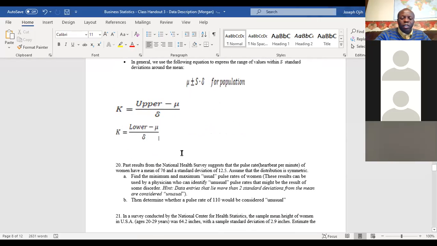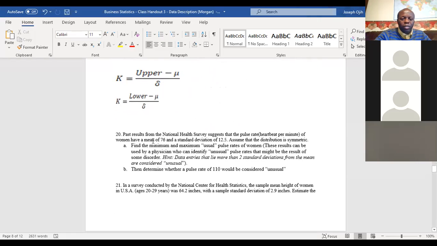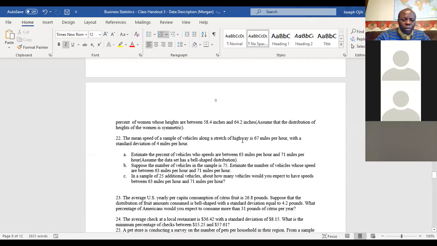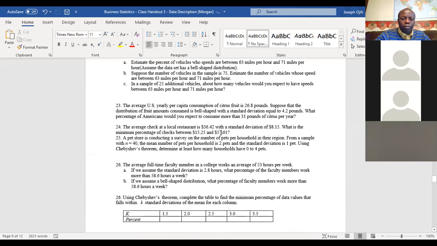Let's find a question that involves Chebyshev here. This one says, past results from the National Health Survey suggest that pulse rates of women have a mean of 76 and a standard deviation of 12.6. Assume that the distribution is symmetric. This means that we can use the empirical rule here, because the assumption of bell-shaped or symmetric is stated. Right, now look at this one here.